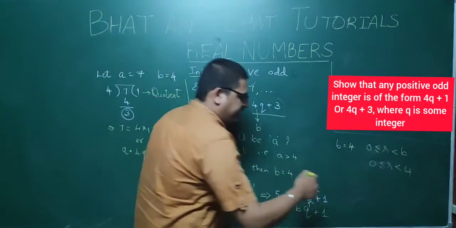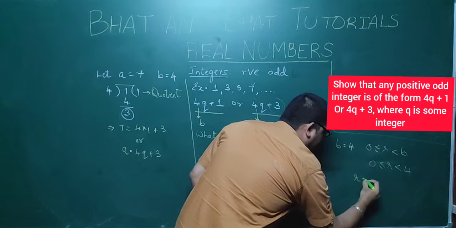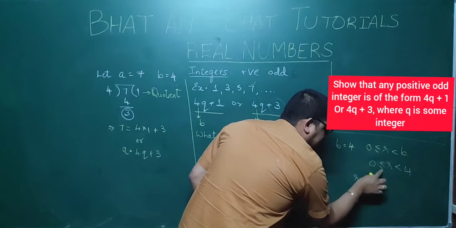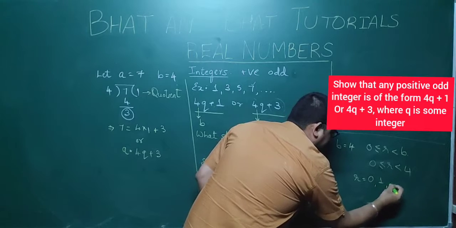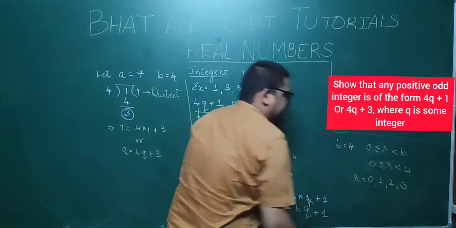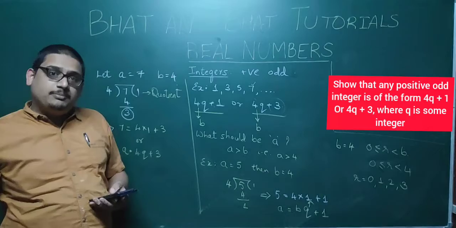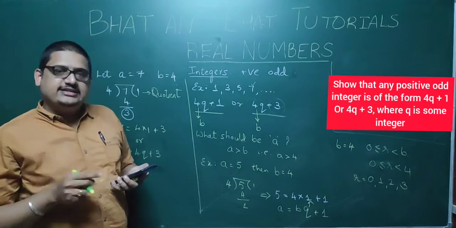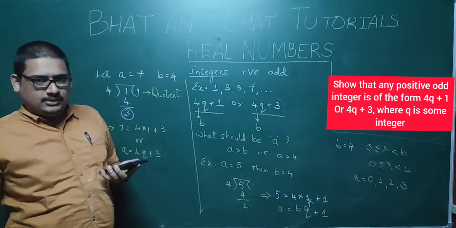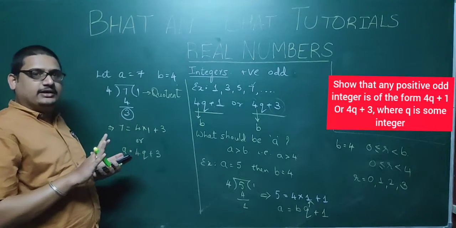So if this is the case, then what are the possible R values? I can say it can be 0, as there is an equal sign here. It can be 1, it can be 2, or it can be 3. It cannot be 4 because it says R less than 4. I hope I am clear till this stage, correct?